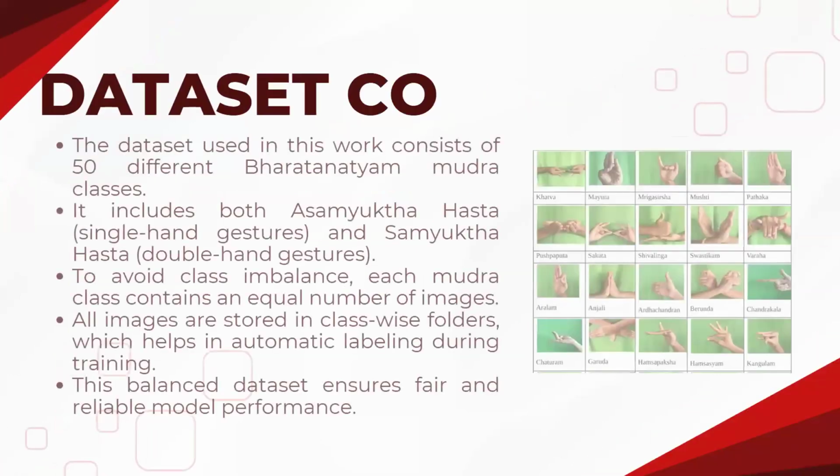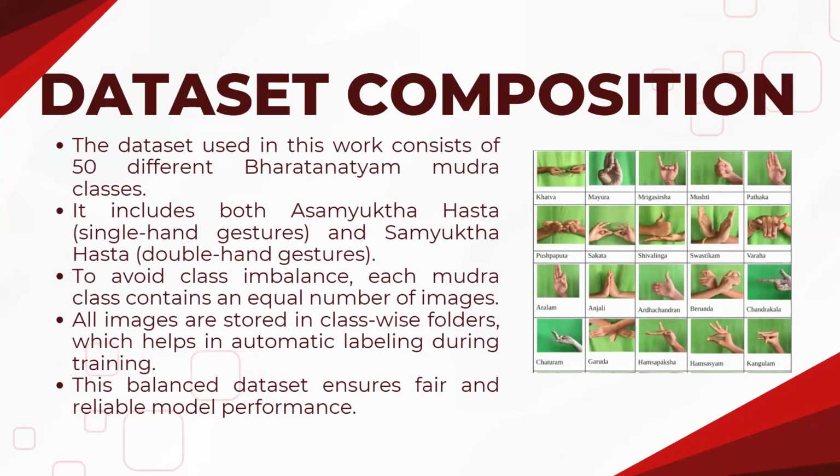Moving on, the dataset that we have used in this work contains 50 different types of Bharatanatyam mudra classes. It includes both single hand gestures and double hand gestures to avoid any kind of imbalance in the dataset. Each mudra contains an equal number of images, making it a well balanced dataset. All the images are organized into class wise folders, which helps in automatic labeling during training and ensures fair evaluation of the model.